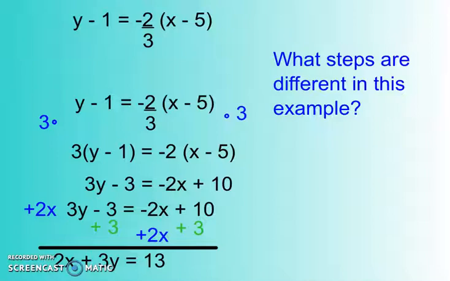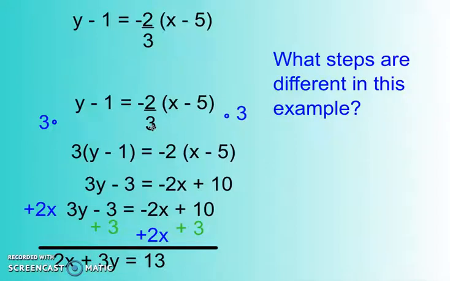Now let's look at this problem. What do you notice that's different? Well, the first thing that I notice is right away this has a fraction in it for the slope. And that's okay. Slope is rise over run, so it's okay to have a fraction. But look what happens that changes things. First of all, I notice that I am multiplying everything by 3, and 3 happens to be my denominator.